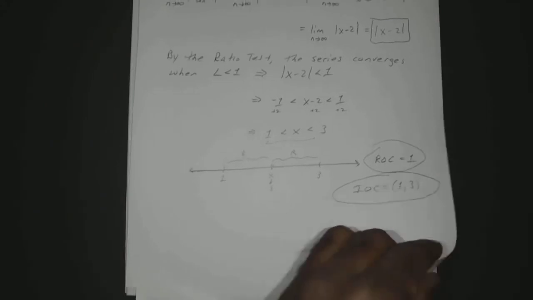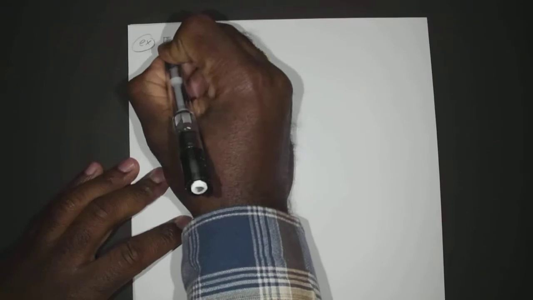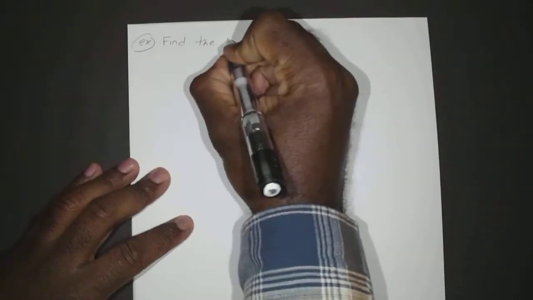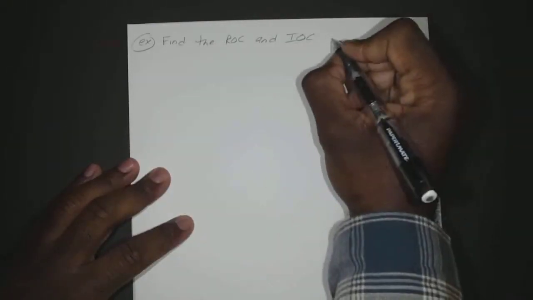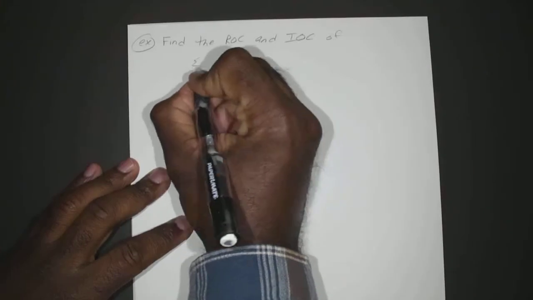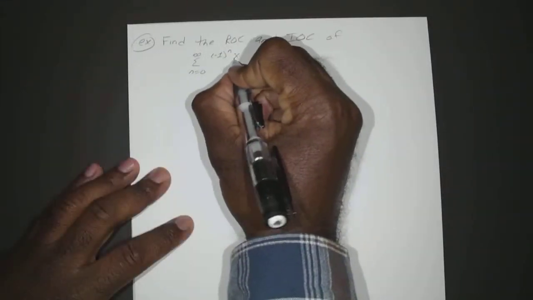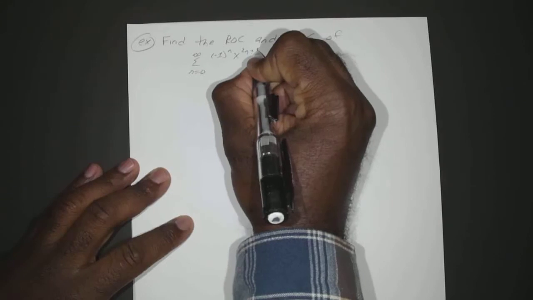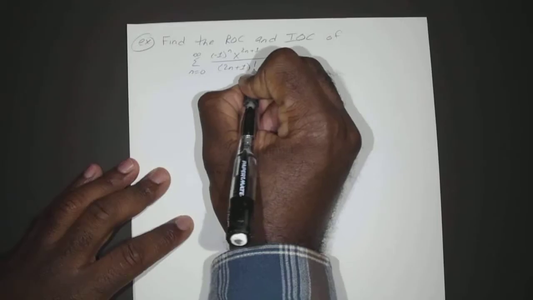All right, so let's say, for example, if we want to find the radius of convergence and interval of convergence of the series, the sum from n equals 0 to infinity of (-1) to the nth power times x to the 2n plus 1 over (2n plus 1) factorial.